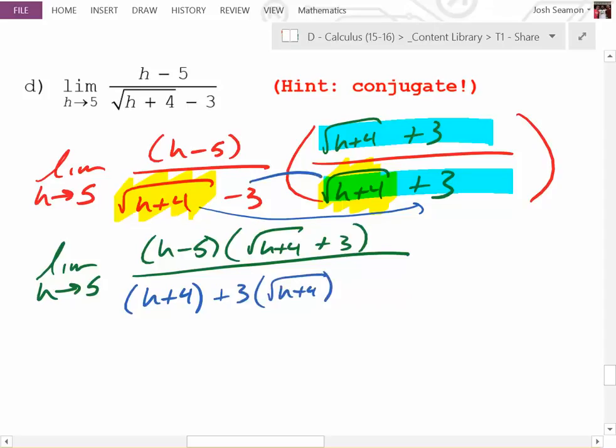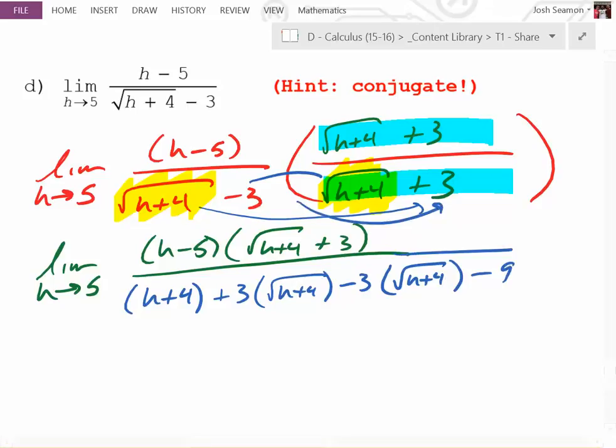4. Hey, and then you get this one. What's that one? Minus 3 times the square root of h plus 4. And what's negative 3 times 3? Hey, does something cancel there? What cancels? Yay! Is that nice?